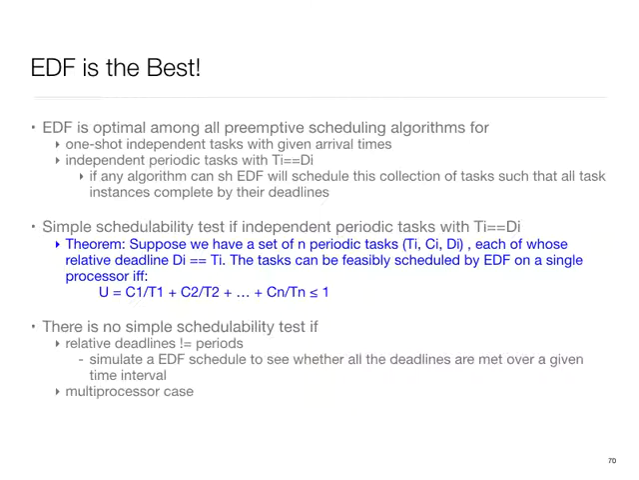And if EDF cannot do it, that means that this utilization must be greater than 1, in which case nothing can do it. Right? So EDF is the best you can do.